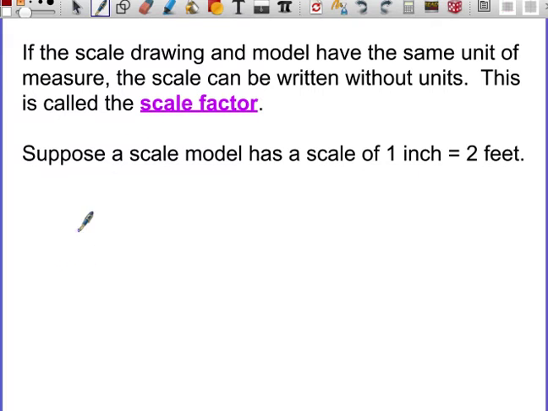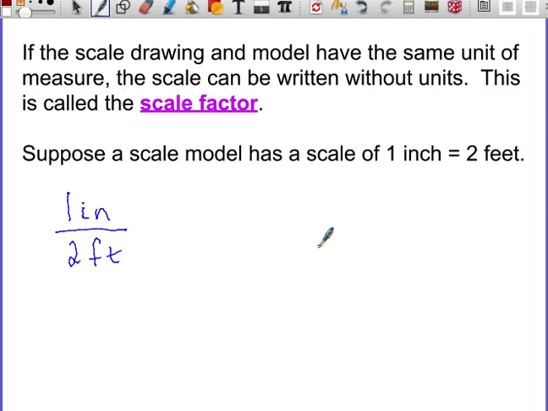Suppose the scale model has a scale of 1 inch equals 2 feet. In any of the problems that you have today, if they give you the scale, before you even read anything else, just go ahead and set that up as a ratio, because you're going to use it: 1 inch over 2 feet. That's going to be your starting point. Now I want to get this scale into a ratio where there are no units of measurement.